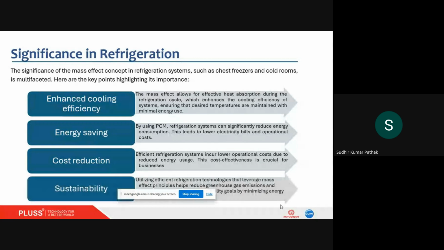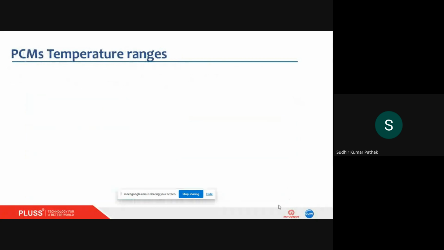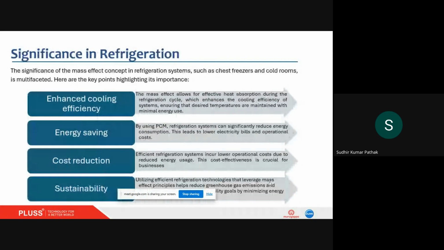Next, one more point achieved by using phase change materials is sustainability. Efficient refrigeration technologies that leverage the PCM principle reduce greenhouse gas emissions and support environmental sustainability. That means we are consuming less energy, burning less fuel, and producing less greenhouse gas emissions, which will save our environment. So that's how we can maintain sustainability.